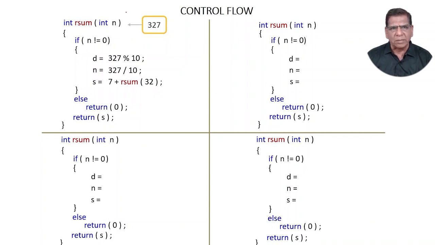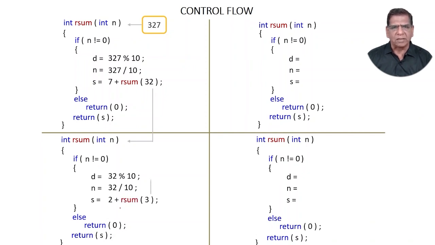This call to rsum actually brings you here. But for a moment, believe that it takes you to the next copy of rsum. So you are passing 32, you are collecting it in n. 32 not equal to 0 is true. d will be 32 mod 10, that is 2. n will be 32 / 10, that is 3. So s becomes d plus rsum of n, that is 2 plus rsum of 3.